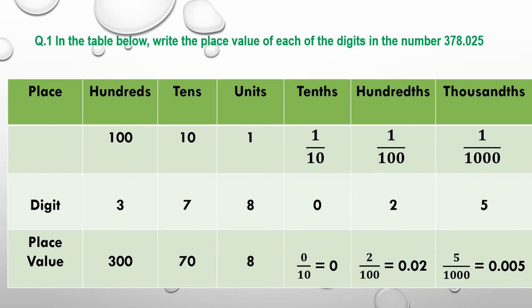0 is at tenths place, so the value is 0 upon 10, that is equal to 0. 2 is at hundredths place, so the value is 2 upon 100, that is 0.02. 5 is at thousandths place, so the value is 5 upon 1000, which is equal to 0.005.